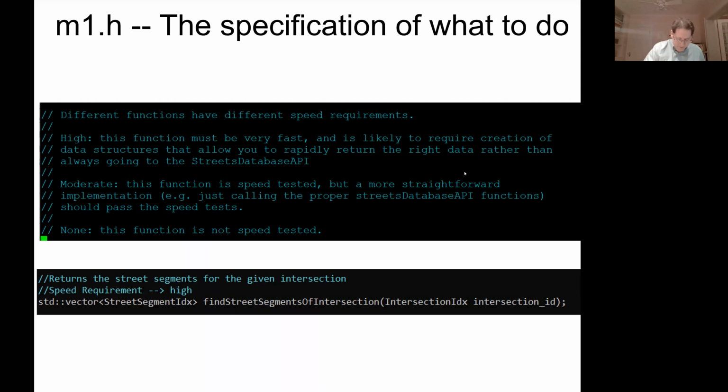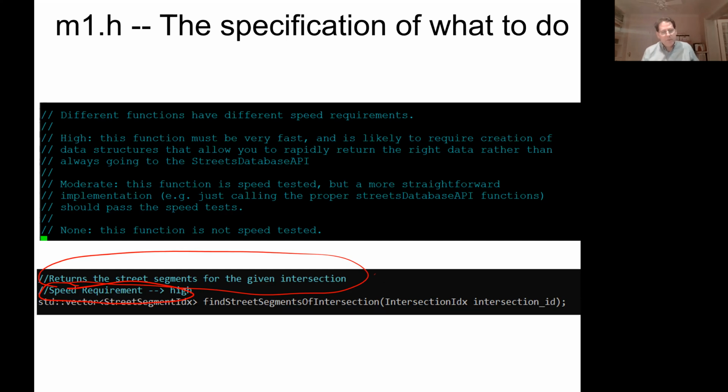So what's in here? Here's a particular function, find street segments of intersection, that we were talking about last class. It has this speed requirement high marked on it. The header file basically tells you what you have to do. This function has to return the street segments connected to a certain intersection. So it's getting a little piece of the graph, showing that you can use this API. And we say it has to be fast. Speed requirement is high.